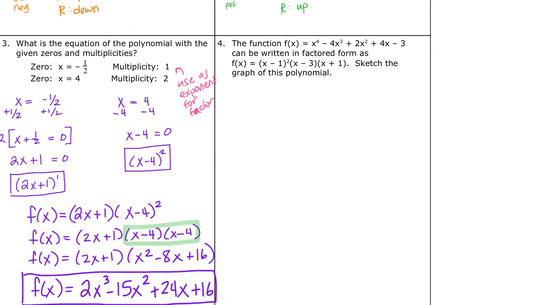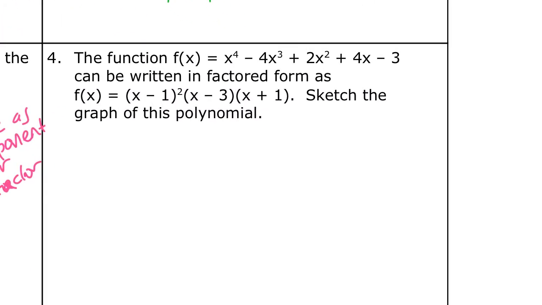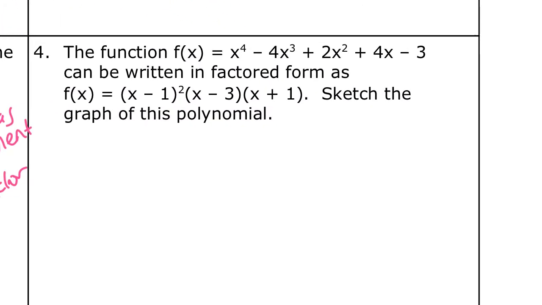Okay, question 4. The function f of x equals x to the 4th power minus 4x cubed plus 2x squared plus 4x minus 3 can be written in factored form as f of x equals x minus 1 squared, x minus 3, and x plus 1. Sketch the graph of this polynomial. Okay, so when you're sketching, you have a few steps to do. You want to know what the end behavior is. So actually, you know what? Let's go ahead and do that right now.